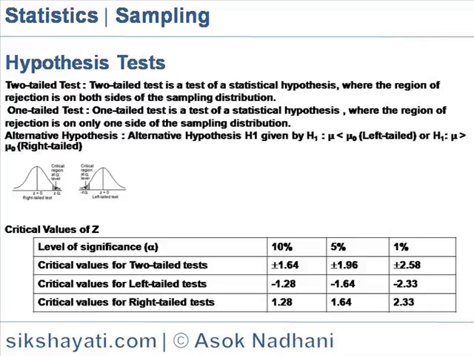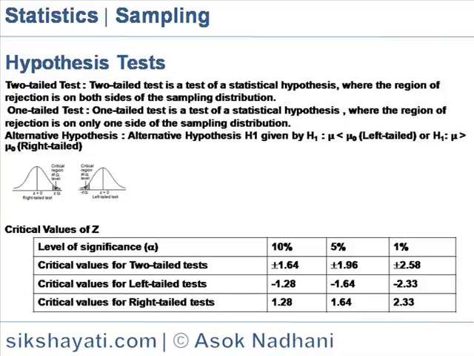One-tailed test. A one-tailed test is a test of a statistical hypothesis where the region of rejection is only on one side of the sampling distribution. Alternative hypothesis: H1 is given by H1: mu is less than 0, that is left-tailed, or H1: mu is greater than 0, right-tailed.